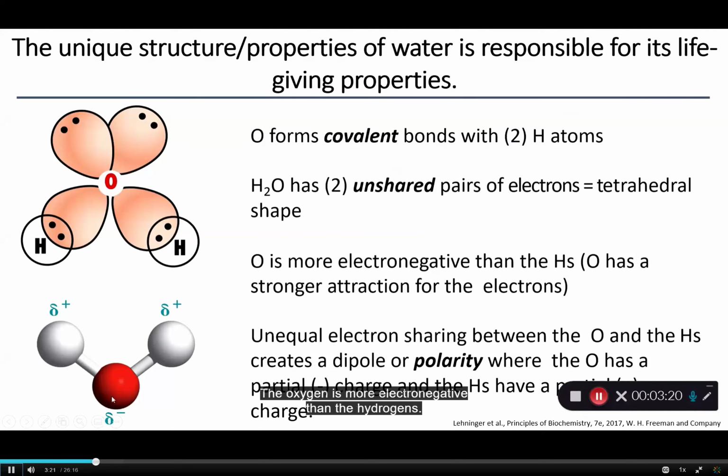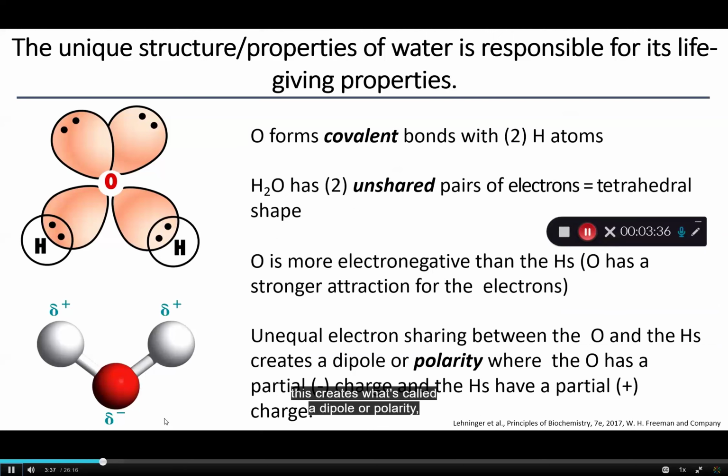The oxygen is more electronegative than the hydrogens, and so the oxygen tends to pull the shared electrons closer to itself, and they hang out less near the hydrogen poles. Because of that unequal electron sharing, this creates what's called a dipole, or polarity, where oxygen has a partial negative charge because the negatively charged electrons tend to hang out on that side of the molecule more often, and the hydrogens have a partial positive charge as a result.